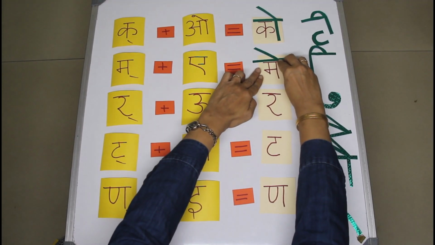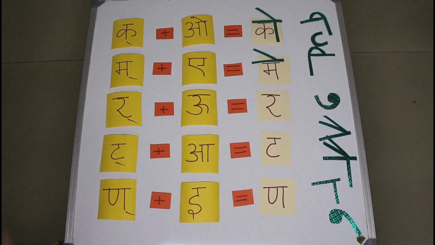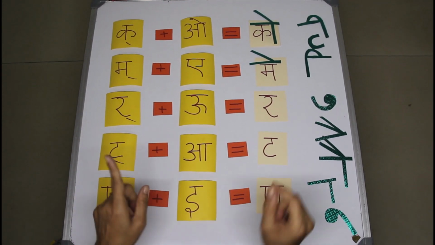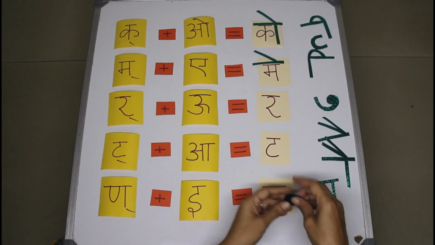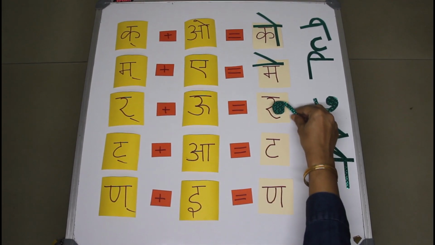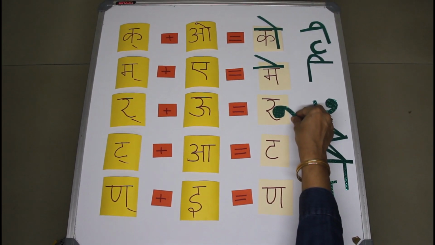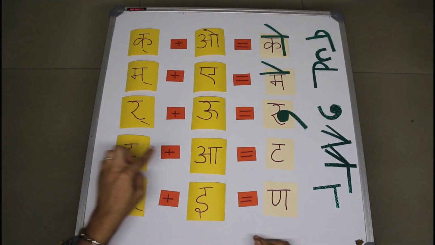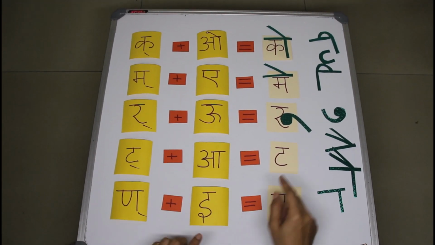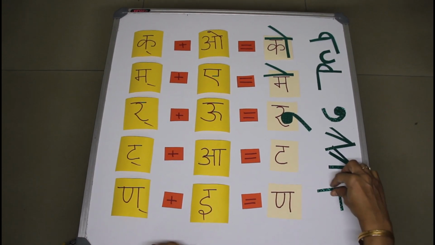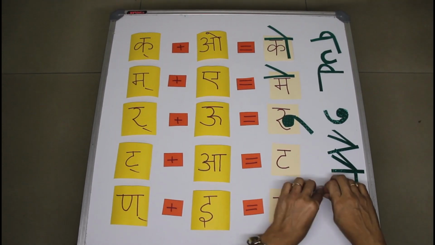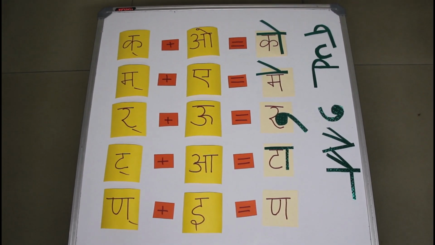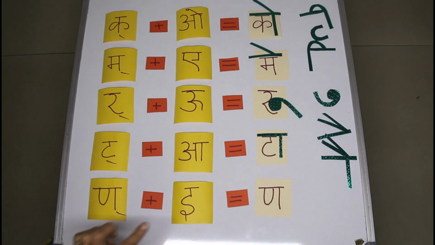Now, the next is ra halant plus oo. So it will become ru. So I need to take out the oo matra, and we know the oo matra on ra is near its waist. So we keep it here, ru. The next is ta halant plus a. That means it is ta. We need to keep the a matra. So I take the a matra and keep it here. So it becomes ta.